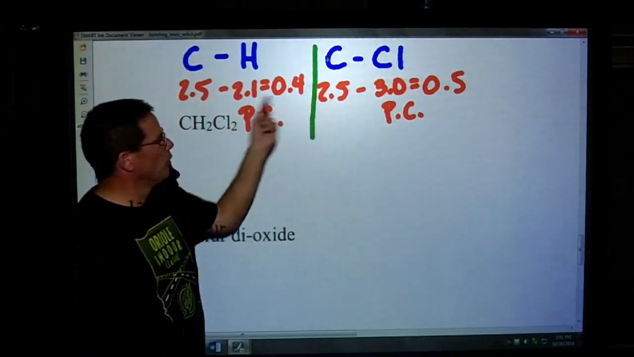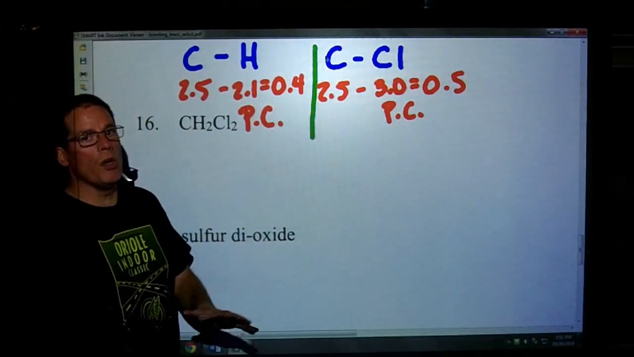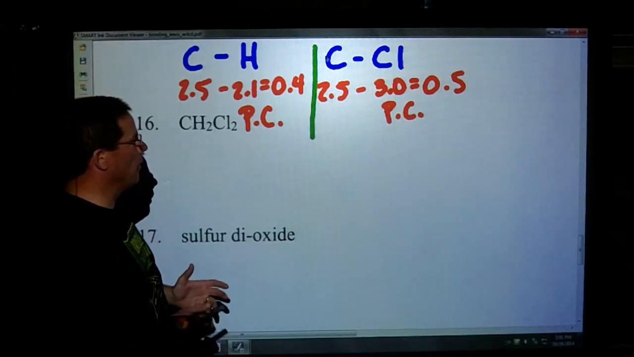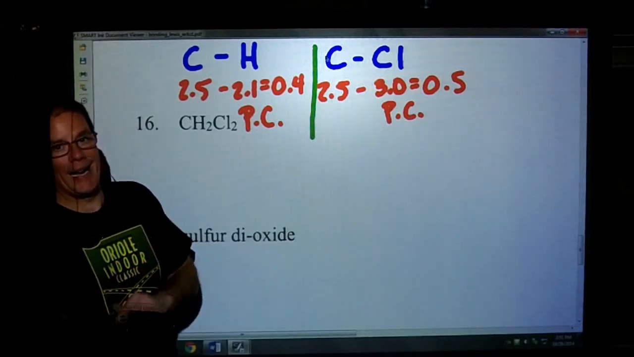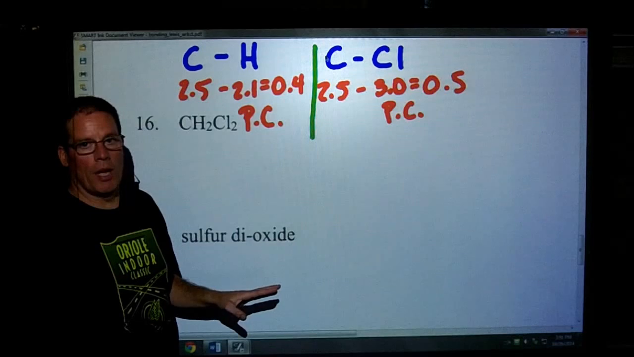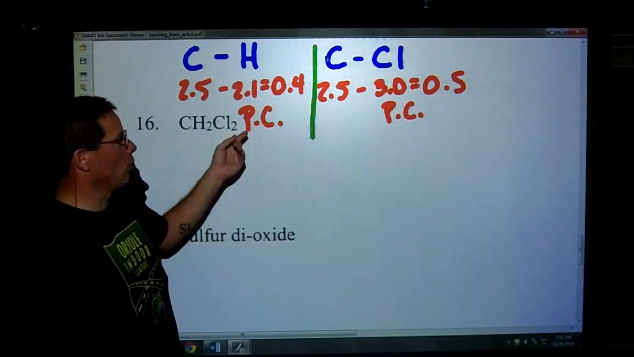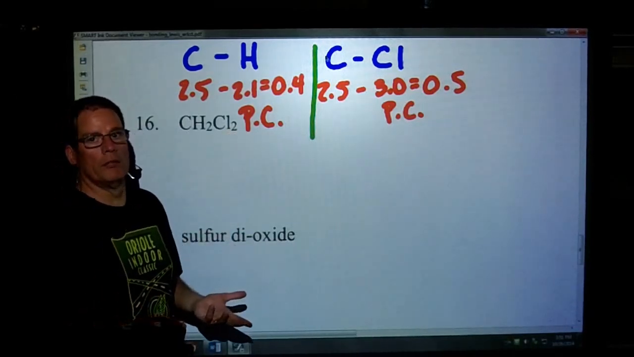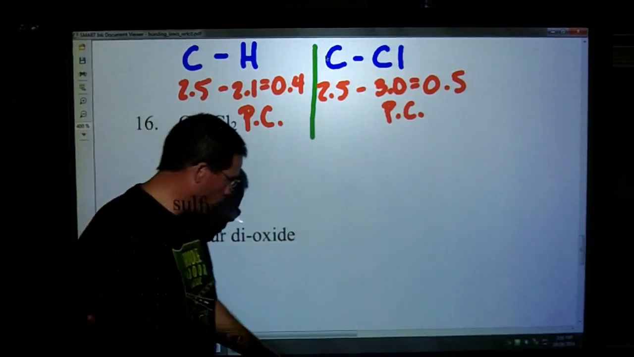But we do have 2 polar covalent bonds. What you will not have in a compound is a polar covalent bond and an ionic bond. That is not going to happen, I promise. But we could have polar covalent and non-polar covalent. That's okay. We can deal with that.